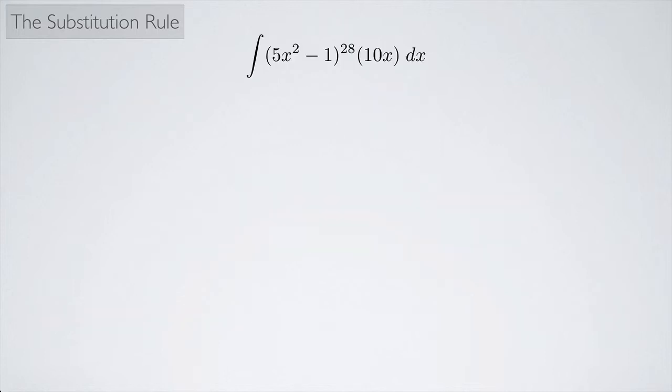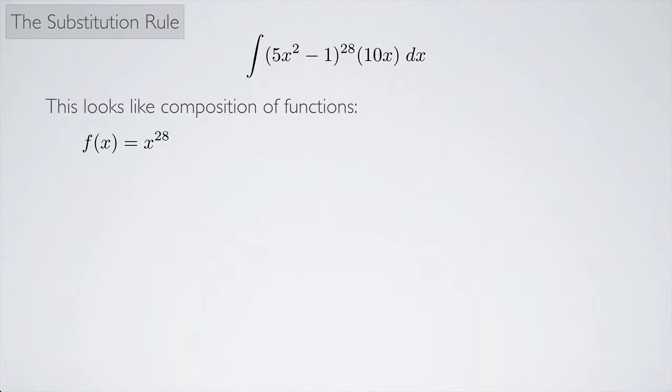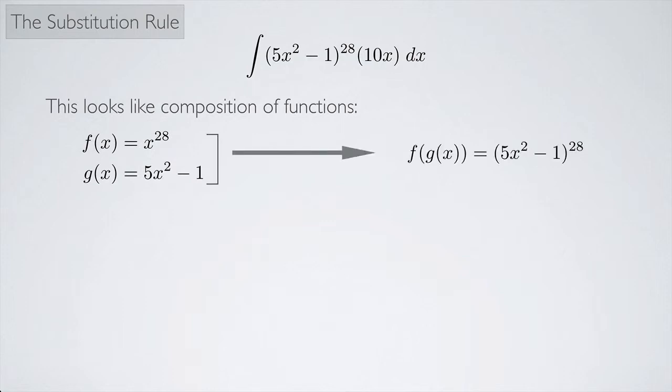Okay, so once more consider this integral that we were talking about before. Notice that this kind of looks like composition of functions. If I have f of x as being x to the 28th power and g of x as 5x squared minus 1, then we see that inside the integral here we have f of g of x. That's 5x squared minus 1 all to the 28th power. And we also have the derivative, g prime of x. That was 10x. And so in general, we have something that looks like the integral of f of g of x times the derivative of g. And that's the general form that we want to look for when we're using the substitution rule or U-substitutions.